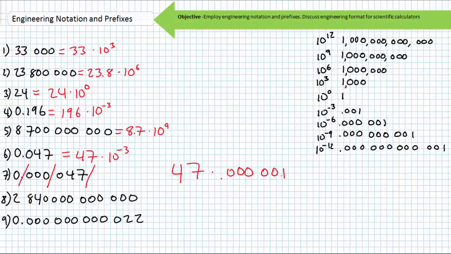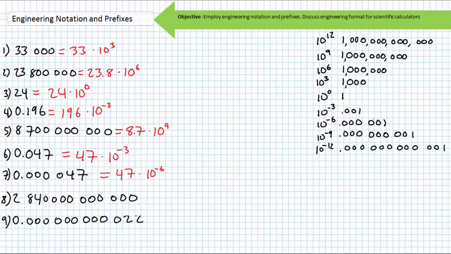This time, however, I'm multiplying this by 0.000001, where 0.000001 is 10 to the negative 6th. Therefore, 0.000047 is better expressed using engineering notation as 47 times 10 to the negative 6th.